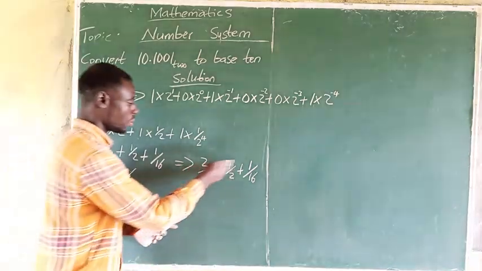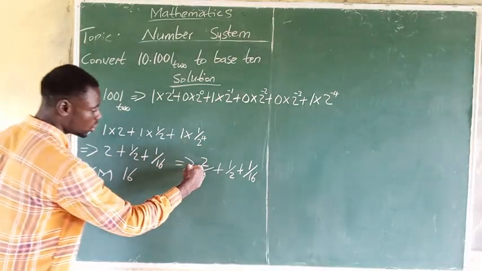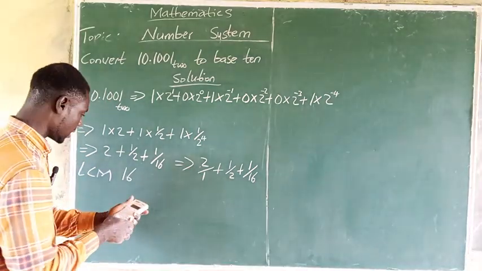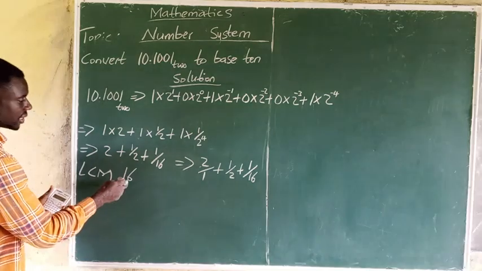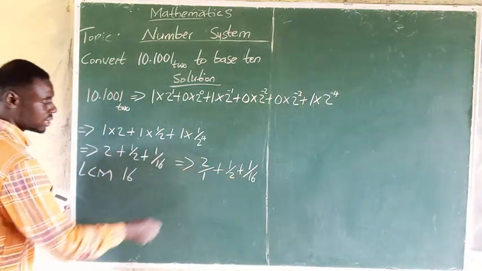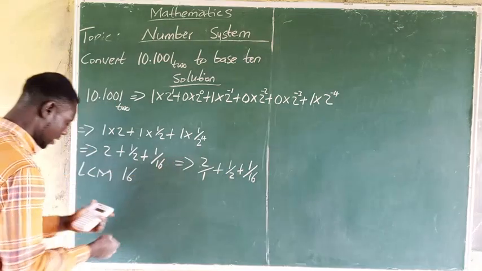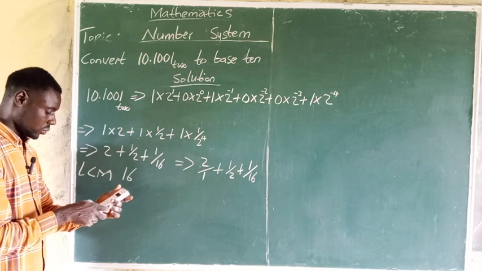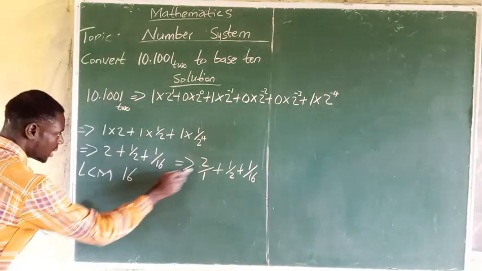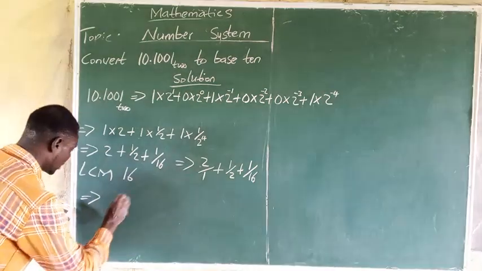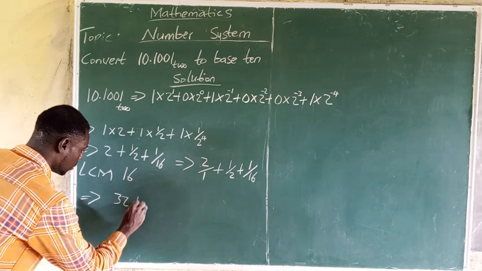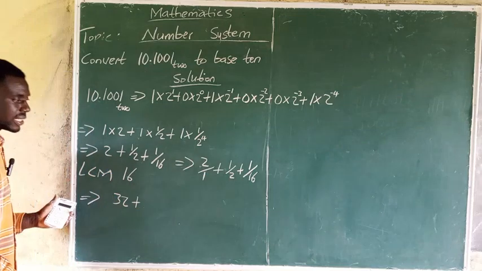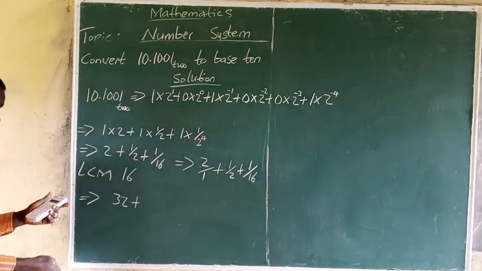So use 16 to multiply each of them. 16 goes to this value. Use 16 to multiply each of these values. 16 times 2 will give us 32. Plus 16 times 1 will give us 16, divided by 2 will give us 8.